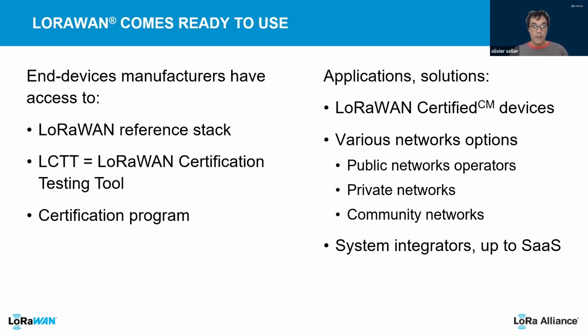And then you have several network options: public network operators, which are present in most countries in the world, or you can set up your own network, make a private network dedicated to one application, or dedicated to a few applications, or dedicated to a place. And we have community networks, which is a way of collaborating between people that have small localized private networks, but which are all interconnected together, making a big network.